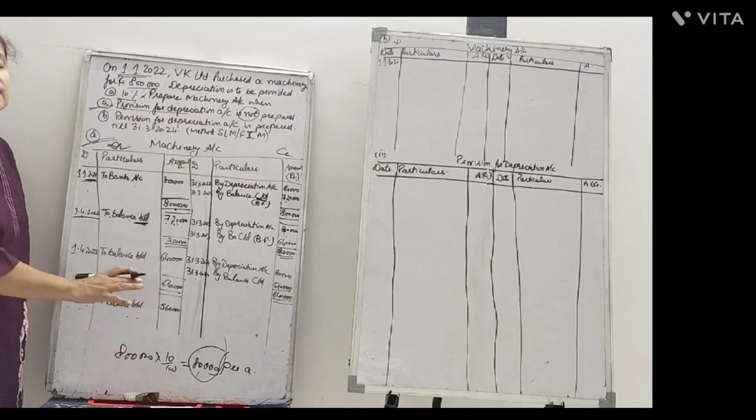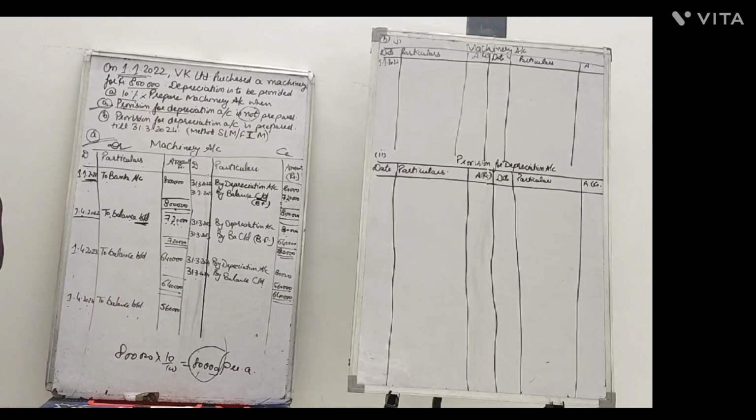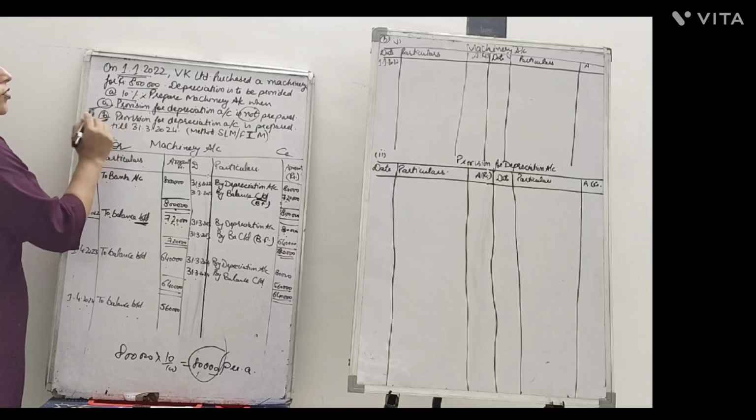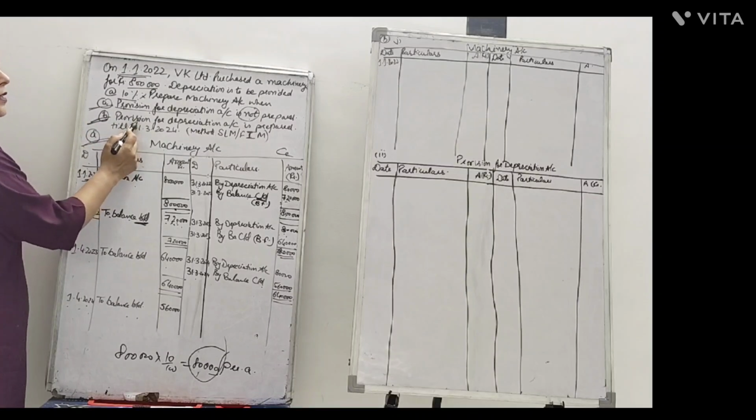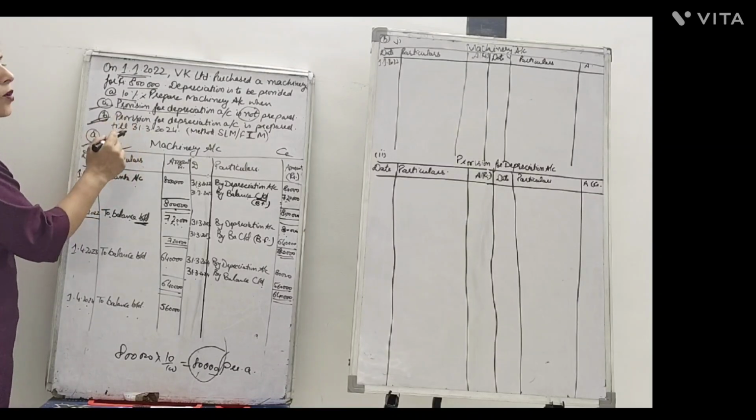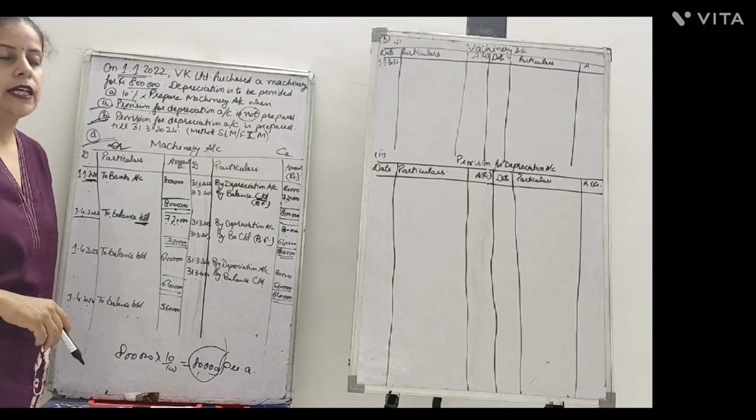This is the similar case that we used to do, which I have discussed in the last videos also, where no provision for depreciation account is maintained, meaning simple machinery account as we used to prepare. Now we are with the B part, where he is asking me to prepare the provision for depreciation account along with your machinery account.